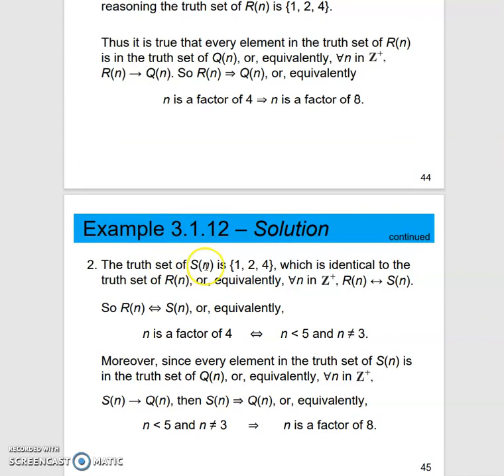And similarly, the truth set of S of n is 1, 2, and 4. That is exactly equal to R of n. So you'll notice I've got an arrow pointing both directions. And similarly, I can write S of n and then my arrow pointing to Q of n. And that is everything in section 3.1.